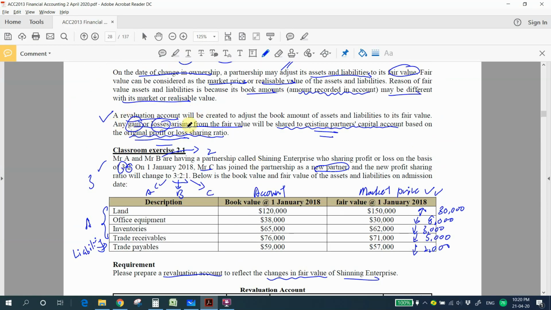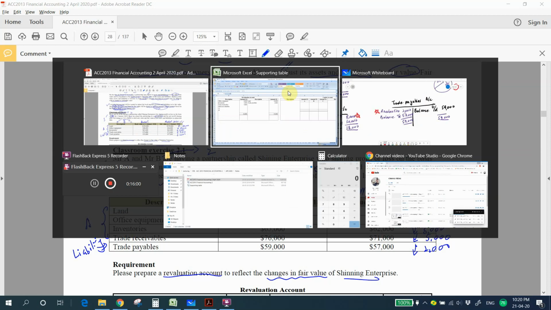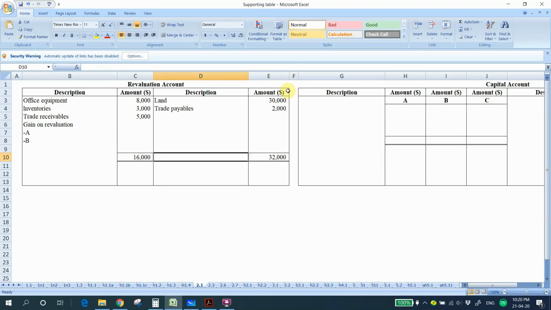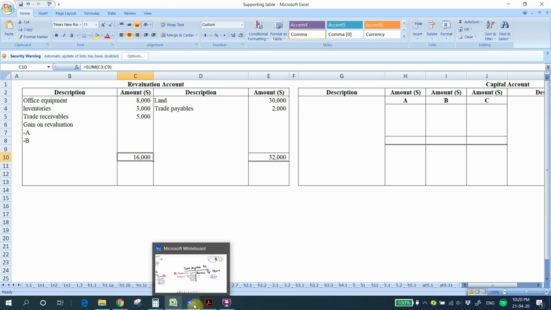Any gain or loss arising from the fair value will be shared to existing partners only, based on the original profit or loss sharing ratio. So tell me, how much is the profit from the revaluation? 32 minus 16, so the gain is 16,000. So how do we share the 16,000 to A and B? We can do a working.